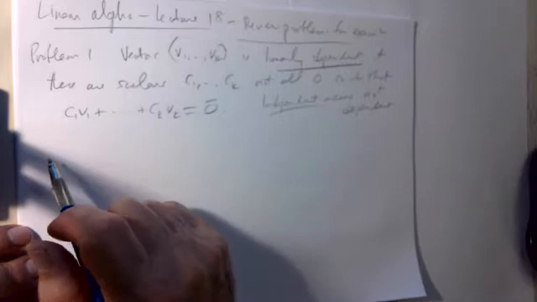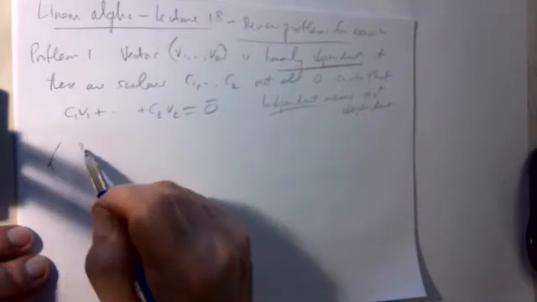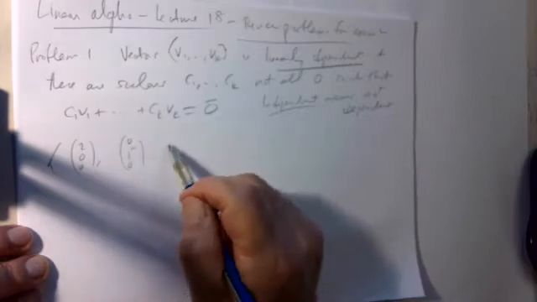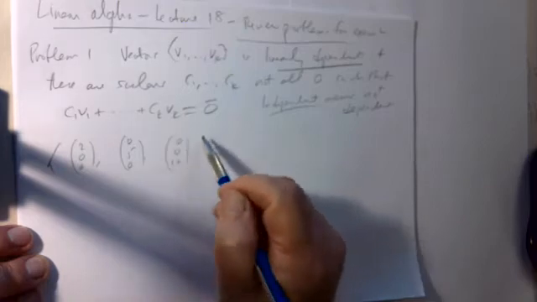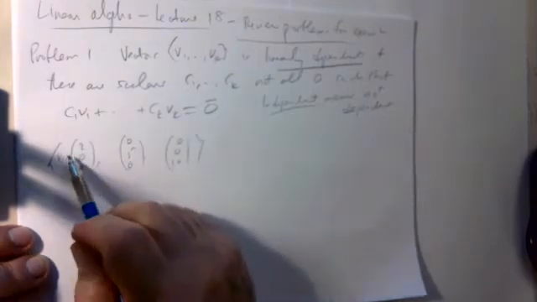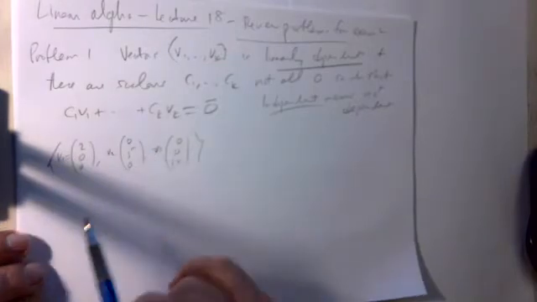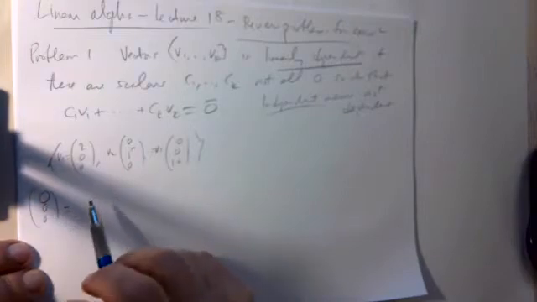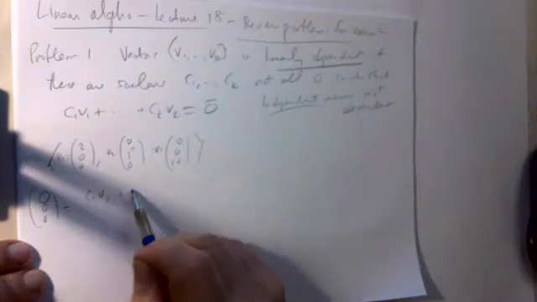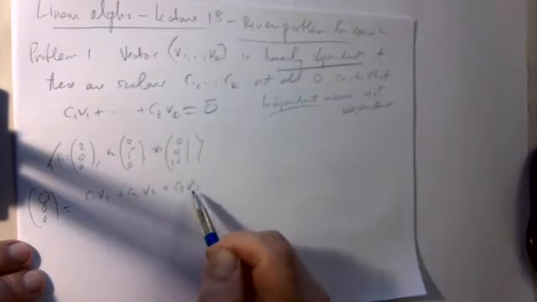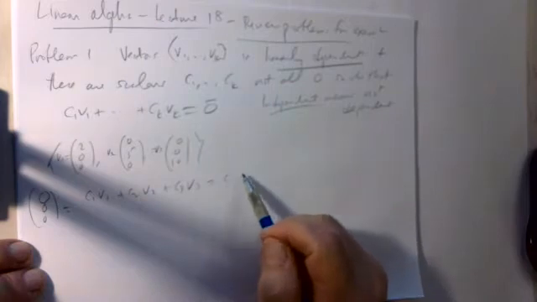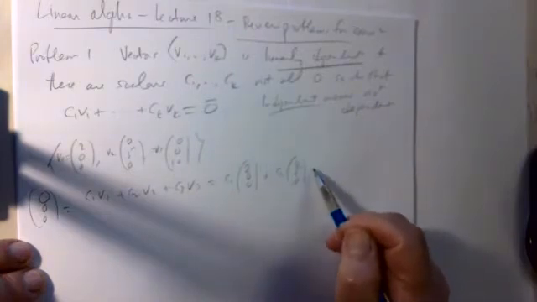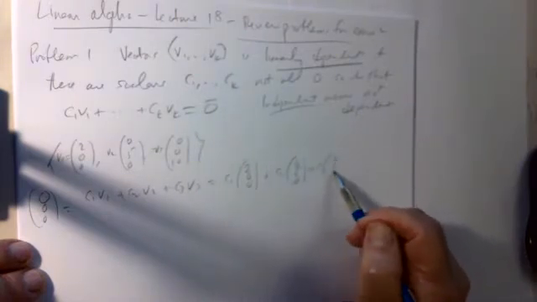So suppose we take the vectors in this set: 2, 0, 0, 0, 5, 0, and 0, 0, 10. Let's call the first one v1, the second one v2, and the third one v3. Suppose the 0 vector, which is 0, 0, 0 in R3, is a constant times v1, a constant times v2, and a constant times v3. So v1 is 2, 0, 0, v2 is 0, 5, 0, v3 is 0, 0, 10.